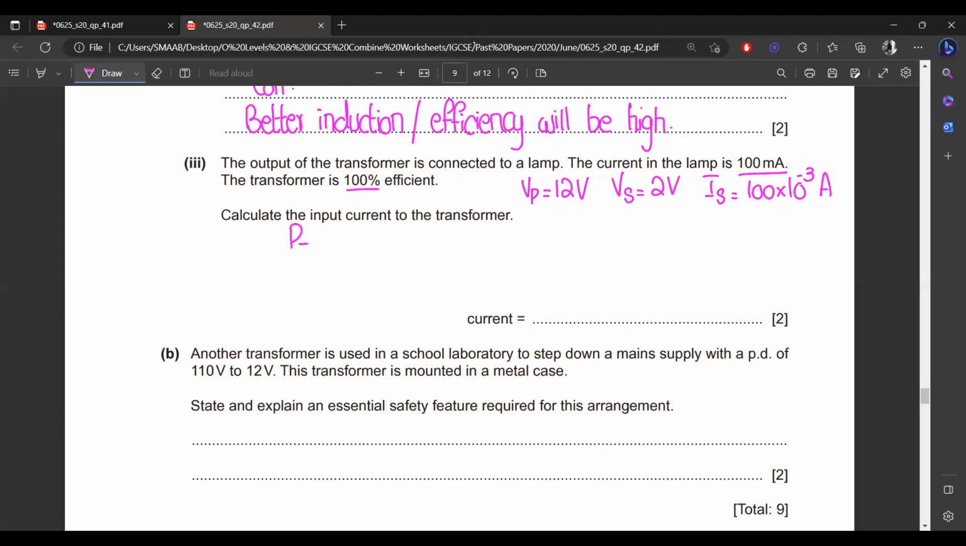So we write it as that the input power or the power in the primary coil is equal to the power in the secondary coil. So power is equal to primary voltage multiplied by primary current is equal to secondary voltage multiplied by secondary current. So we just need to multiply all these values. So VP is equal to 12, IP is equal to unknown, and 2 multiplied by 100 exponent minus 3. And now we just multiply these two quantities and divide by 12, you will get the answer.